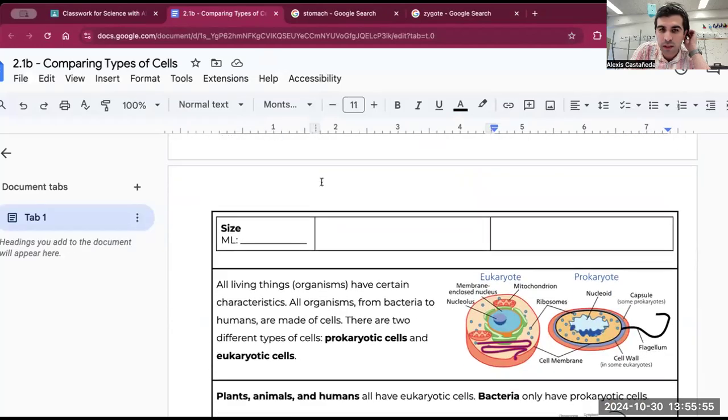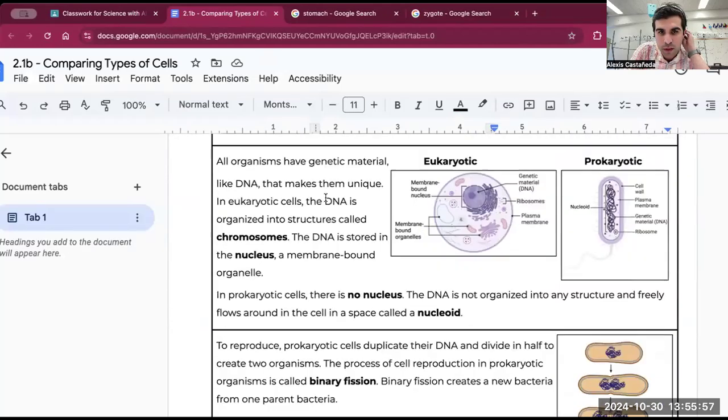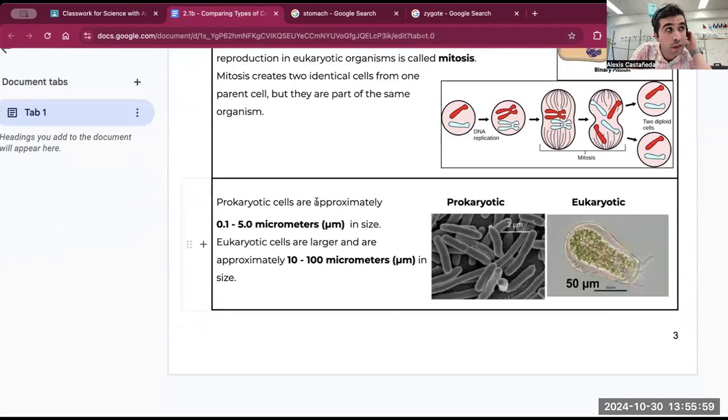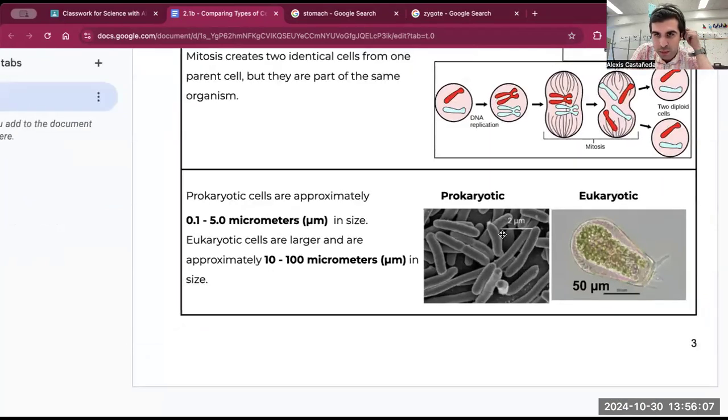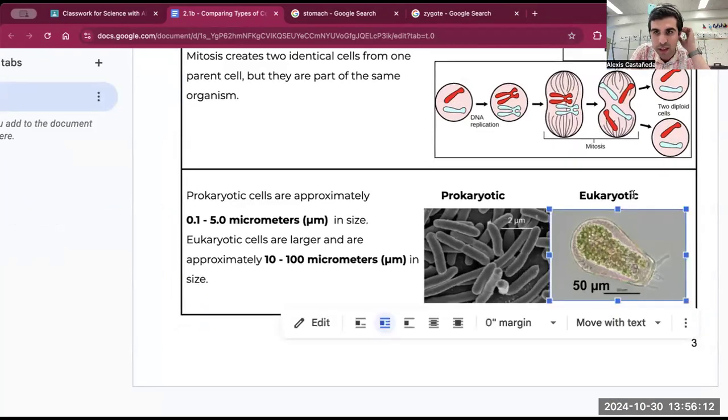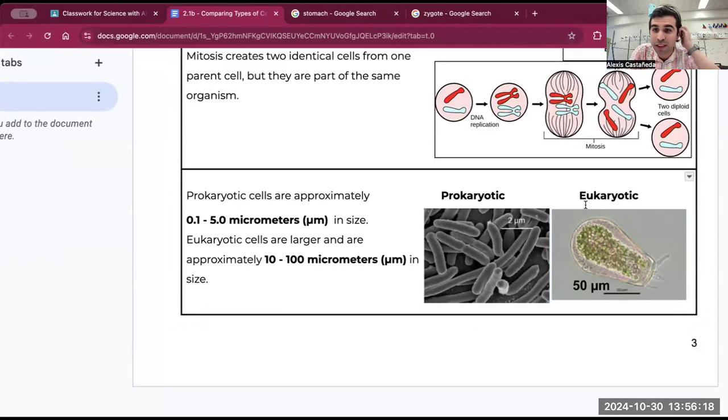Here we're going to put size. Prokaryotic cells are approximately 0.1 to 5 micrometers in size. Eukaryotic cells are larger and are from 10 to 100 micrometers. Here is an example of bacteria. They're 2 micrometers in size. It's very, very small. You can't see them with your eyes. Eukaryotic cells are bigger. Here's an amoeba. It's still pretty small. It actually only has one cell. It's a eukaryote, but they are bigger.